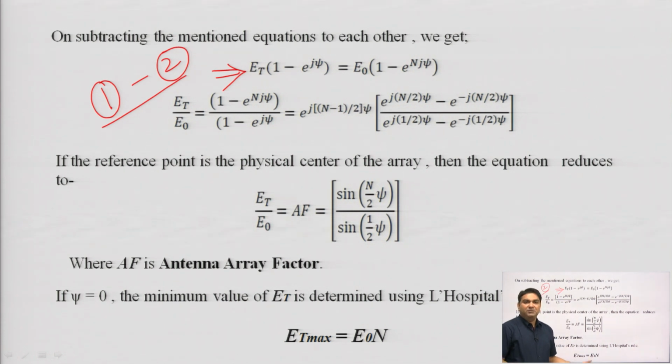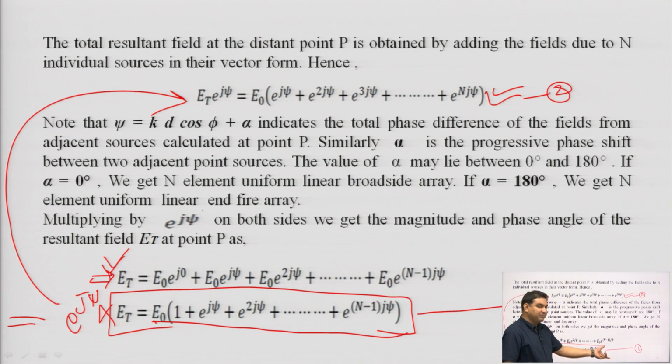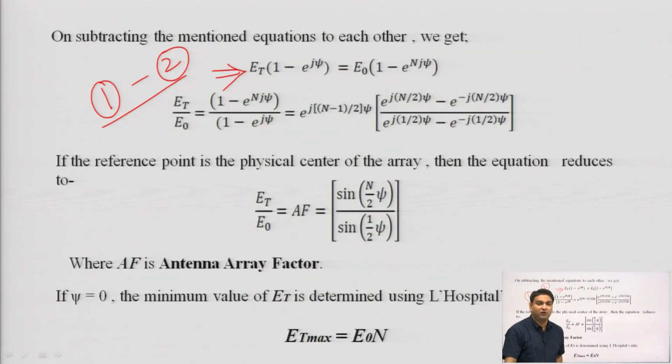As all the things cannot be written in the slides, I have mentioned here the previous equations. Equation number 1 is E t equal to E naught times 1 plus e to the power j psi plus e to the power 2 j psi plus and so on, up to e to the power n minus 1 j psi. When we multiplied this equation by the e to the power j psi factor, we get this equation, named equation number 2, and when we subtract equation number 2 from equation number 1, we get this result.